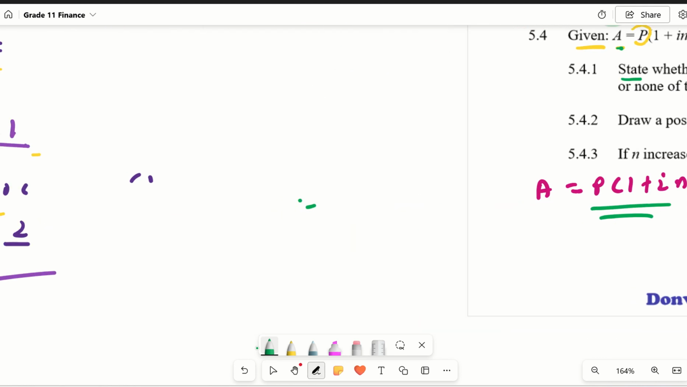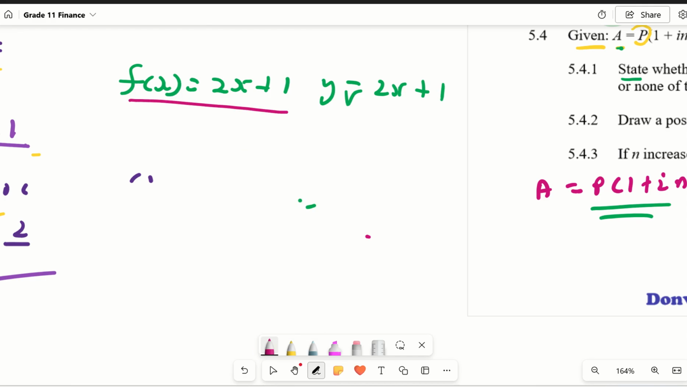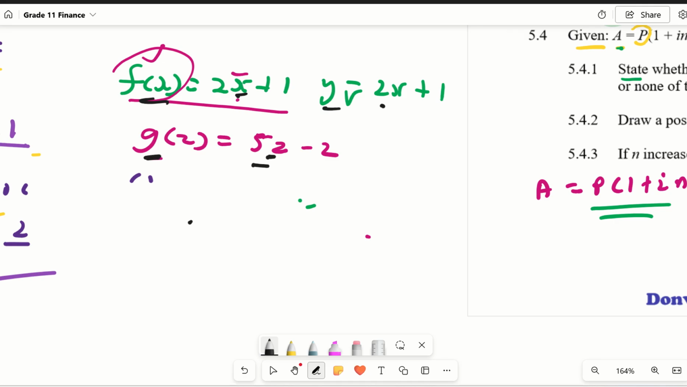If you have something like f of x equals 2x plus 1, which is the same as y equals 2x plus 1, how do you say this in mathematics? You say that f is a function of x. So f is like your y, a function of x. If you have something like g of z equals 5z minus 2, then you'll say g is a function of z. You guys get the language. So f is a function of x, or y is a function of x here. g is a function of z, meaning this is our y and this is our x.